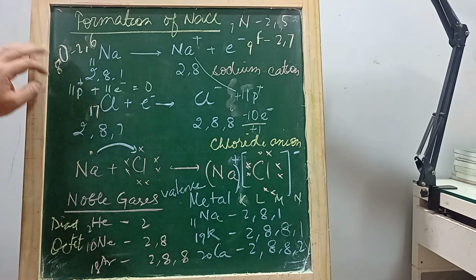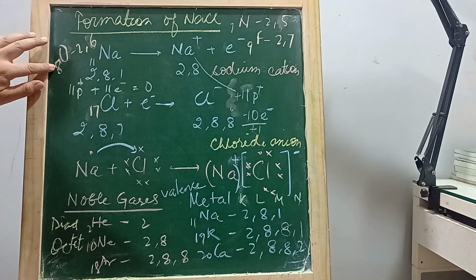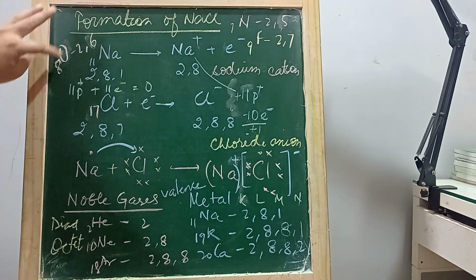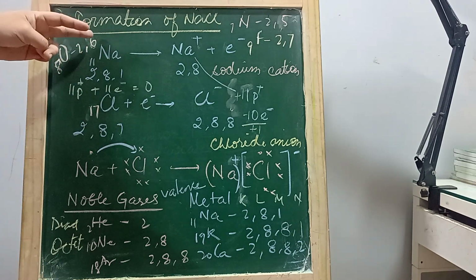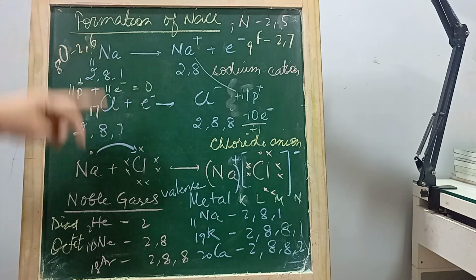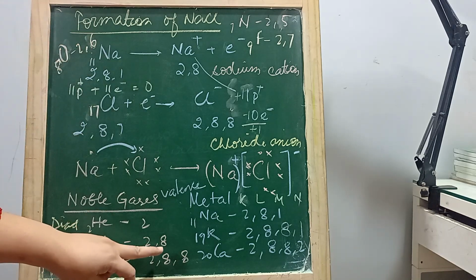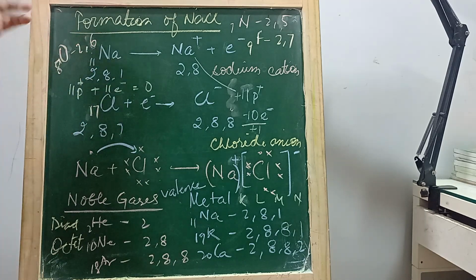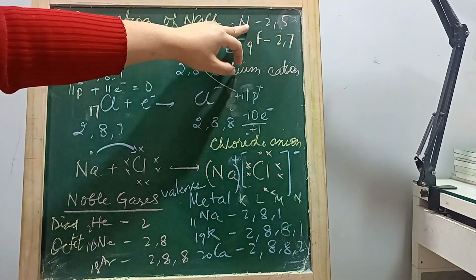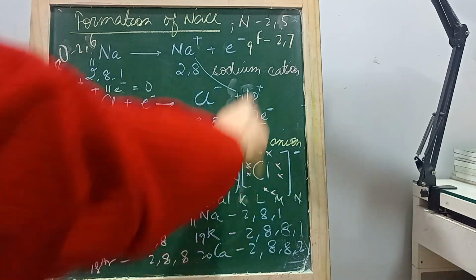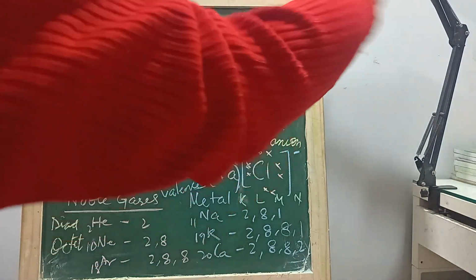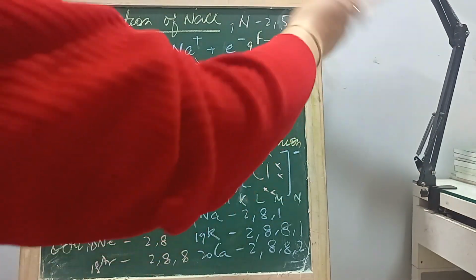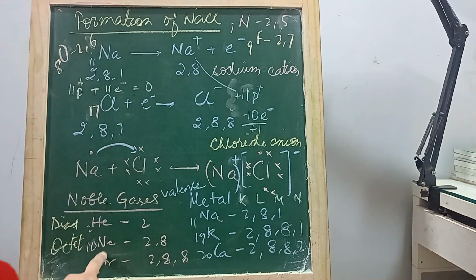What about non-metals? Say oxygen: the atomic number is 8, so there are 8 electrons and the configuration is 2, 6. There are 6 electrons in the outermost shell, so it will attain the electronic configuration of neon by just receiving 2 electrons, and it will become the oxide ion. What about nitrogen? The atomic number is 7, so it is 2, 5. Instead of giving out 5 electrons, it will receive 3 electrons and attain the stable electronic configuration of neon.